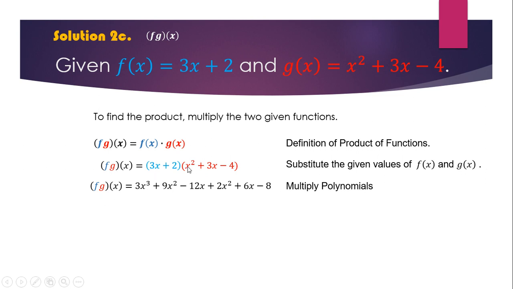So 3x times x squared, that is 3x cubed. 3x times 3x, that is 9x squared. 3x times negative 4, that is negative 12x. And 2 times x squared, positive 2x squared.